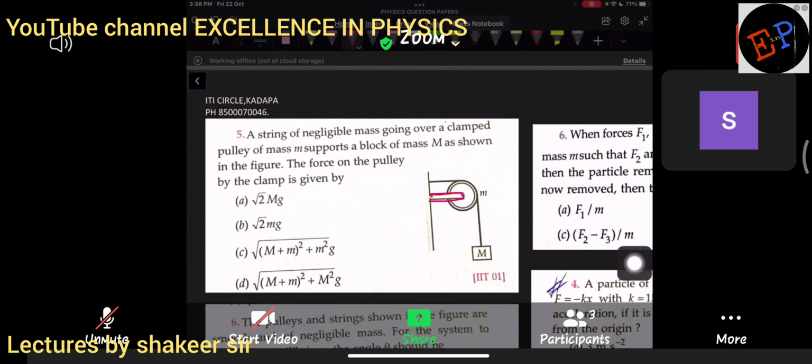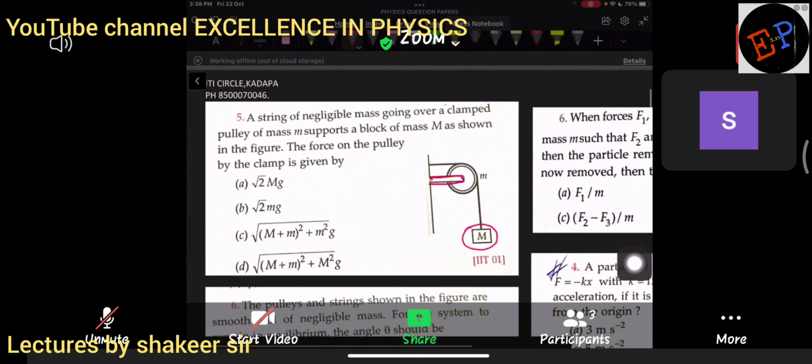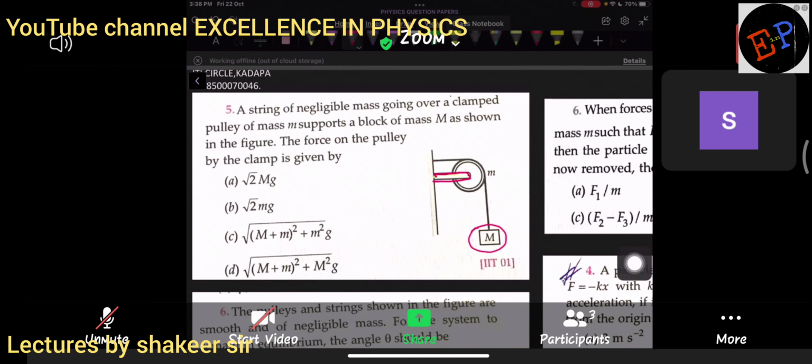this mass of capital M is in rest position. Are you able to understand? Why is capital M in rest position? Because there should be some tension which is balancing this weight Mg. The weight Mg of this block is acting in downwards direction. So therefore, can I say T must be equal to Mg? T and Mg must be equal.